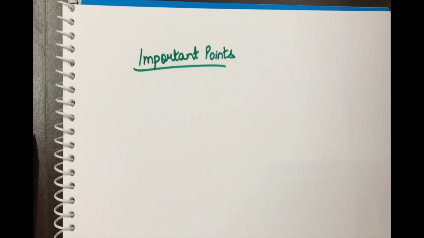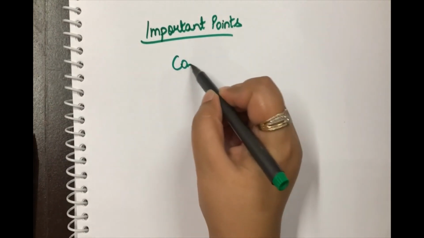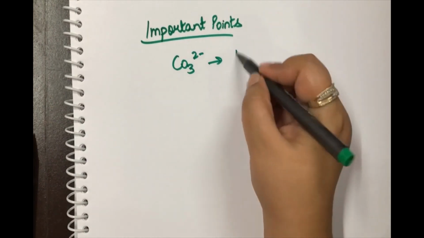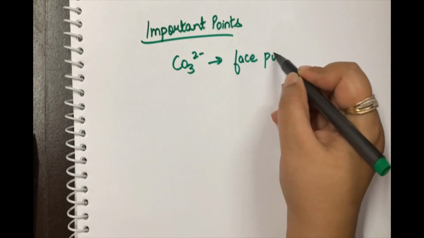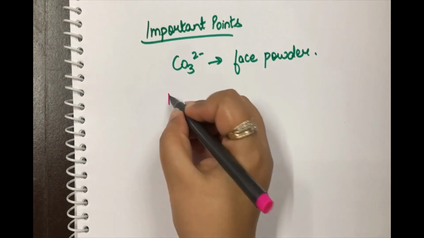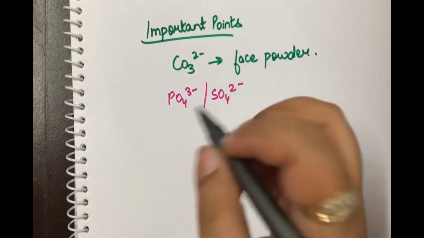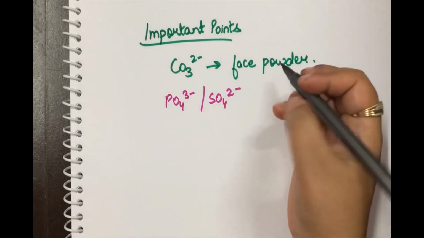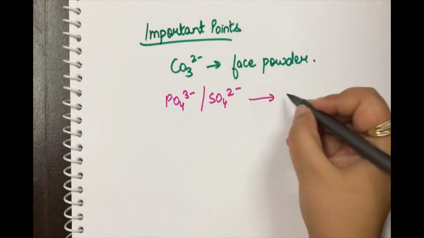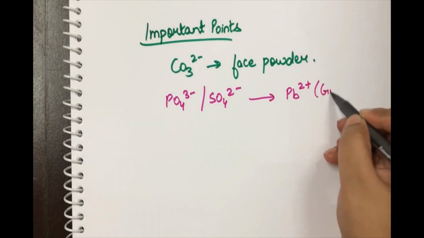Last few important points before I wrap up ion analysis. Just in case you have had carbonate ion, then remember, how will it look? It would be like your face powder. Okay, if you get, let's say, phosphate and sulfate as your anion in the salt, then one thing is for sure, lead is not there as a cation in your solution. Lead is in group 1 of cation.